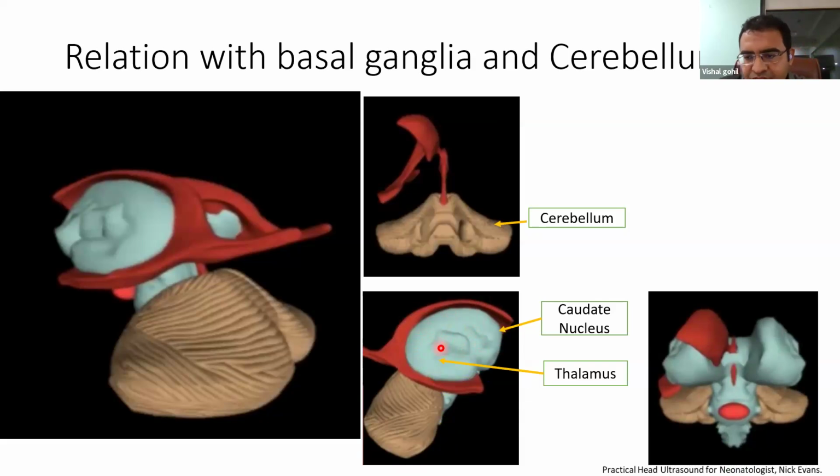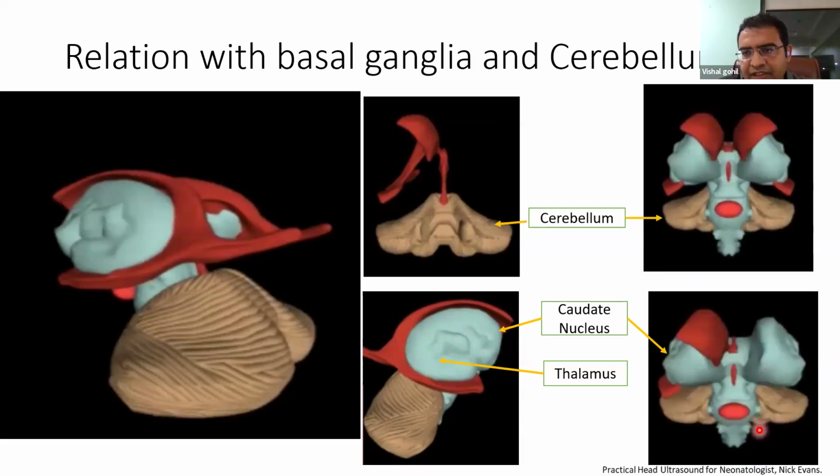Okay. So when you see from the front, it does look like this. This is your frontal horn of the lateral ventricle. This is your caudate nucleus. This is your brain stem. And this is your cerebellum. Okay, so now I added both lateral ventricles, and you can see from the front side.